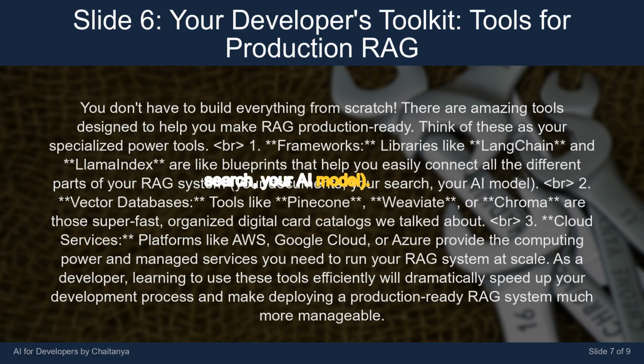2. Vector databases. Tools like Pinecone, Weaviate, or Chroma are those super fast, organized digital card catalogs we talked about. 3. Cloud services. Platforms like AWS, Google Cloud, or Azure provide the computing power and managed services you need to run your RAG system at scale. As a developer, learning to use these tools efficiently will dramatically speed up your development process and make deploying a production-ready RAG system much more manageable.